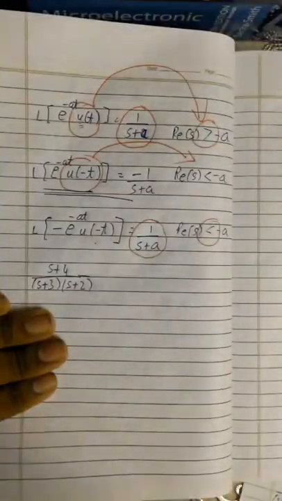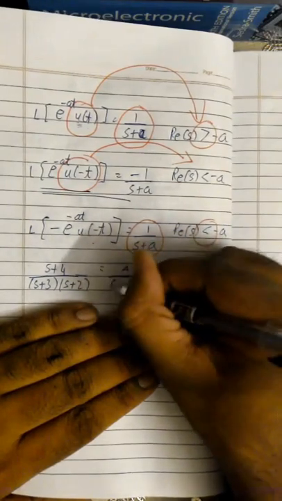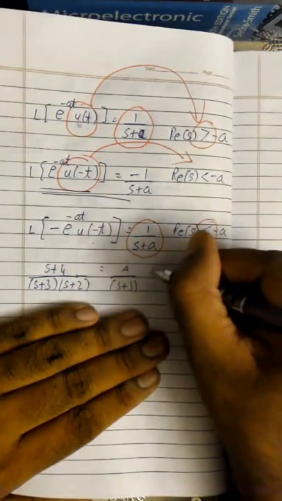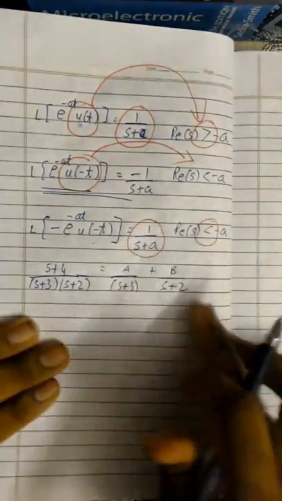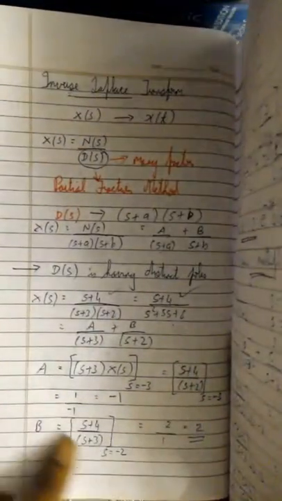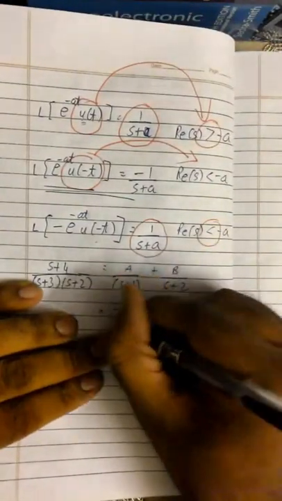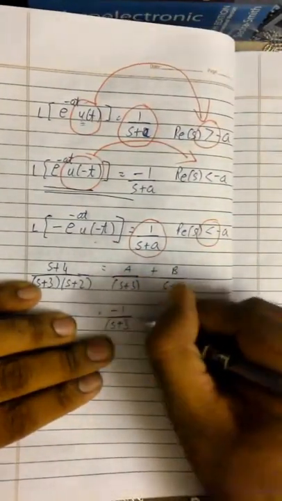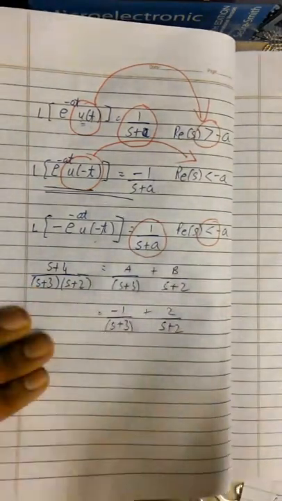In this question, like I said before, you separate this into two factors, a by (s plus 3) plus b by (s plus 2). Then you find the value of a and b. I have already found them, so we don't need to find them again. Here the value of a is -1 and the value of b is 2. So this will become -1 by (s plus 3) plus 2 by (s plus 2). Okay, now I found the value of a and b.